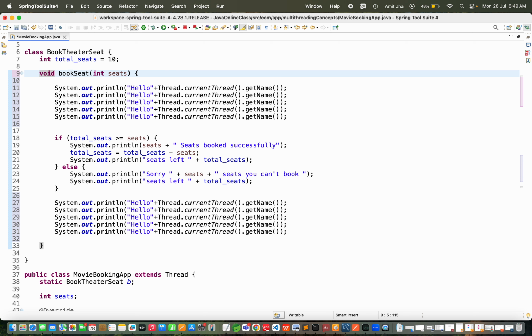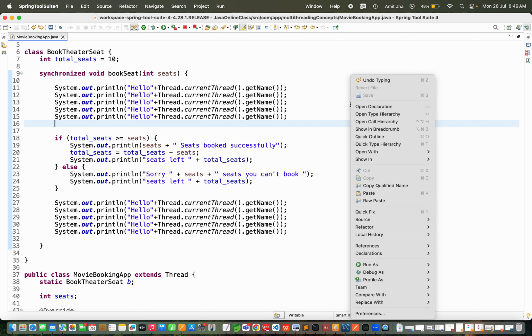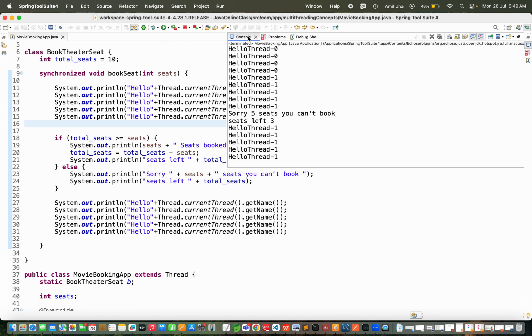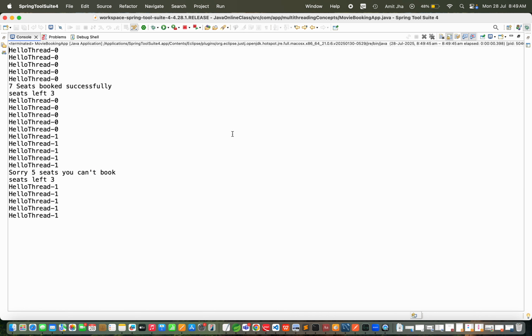Guys, see, then what we can do. First I will run the application with this synchronized method, and we'll see what problem we are facing. See, guys, I'm running the application. You can see the result. When the first thread completes its task, then the second thread comes into the picture, guys. Are you getting it? See, first thread 0 completes its task, then the second thread comes into the picture.